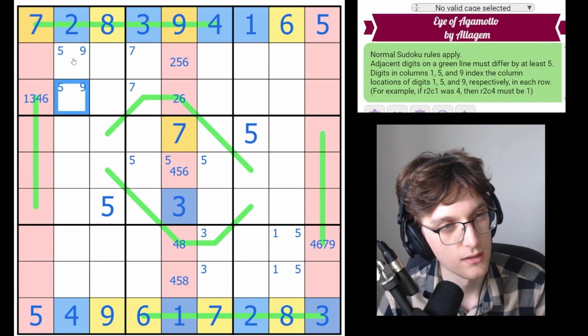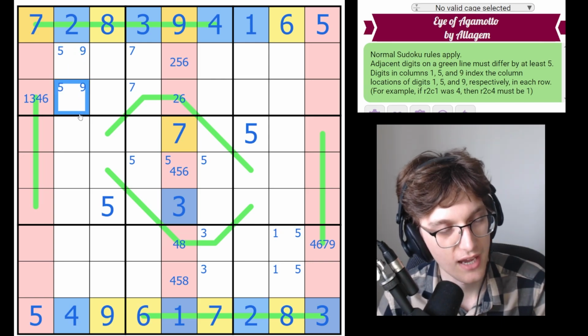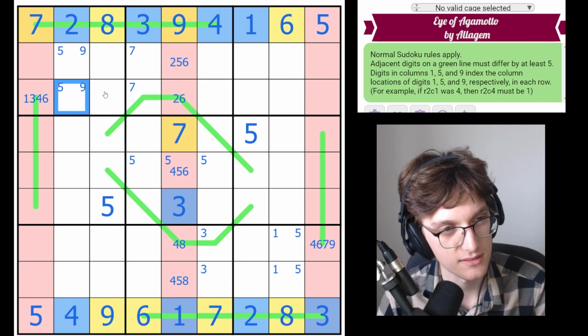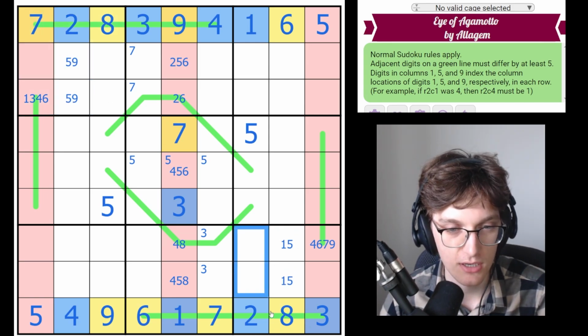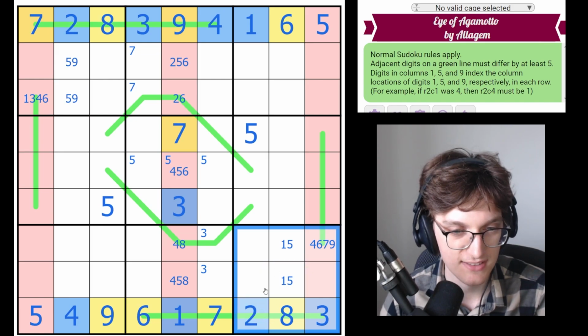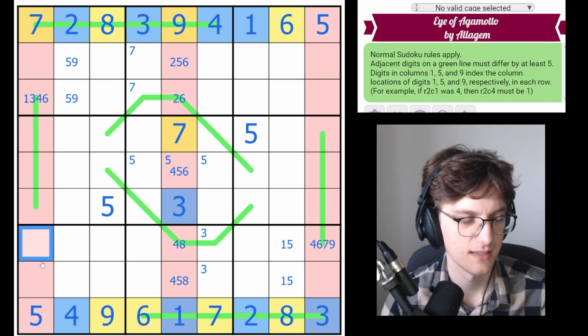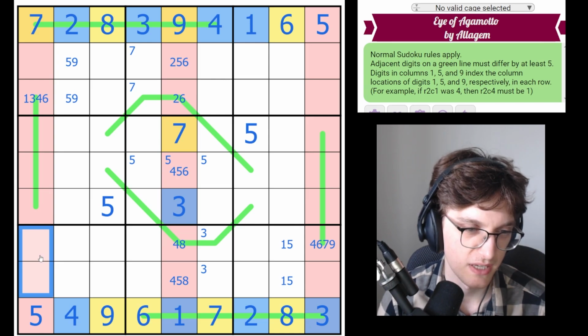I think so, right? If this is a 9, that means 5 has to go here. And if this is a 5, that means 9 has to go here. Yeah. This is just a 5-9 pair now. That means we have a 5 and a 9 in this box and a 5 and a 1 in this box. I think that's going to change things, isn't it? Does it? Yeah, I guess these can't be 7, 8, or 9 now.